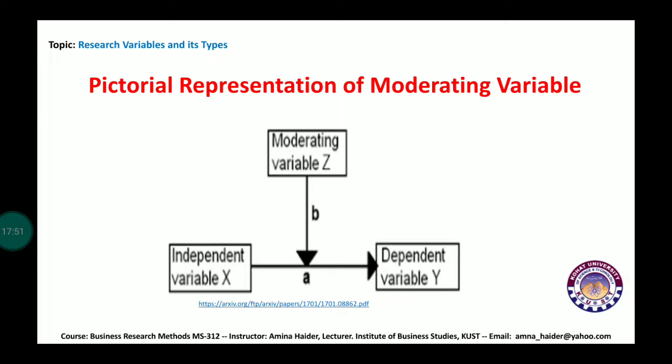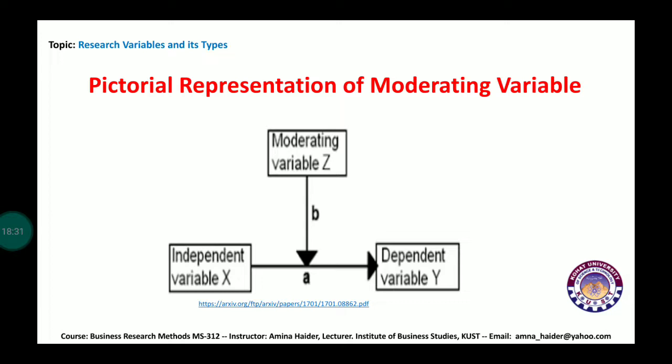For example, the quality of training increases the performance of workers if they are willing to learn. Keep this pictorial representation in front and see. The quality of training can be taken as the independent variable. Worker performance can be taken as the dependent variable. And this relationship can be modified by taking the growth need of the employee as the moderating variable.